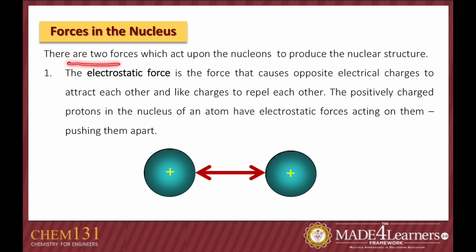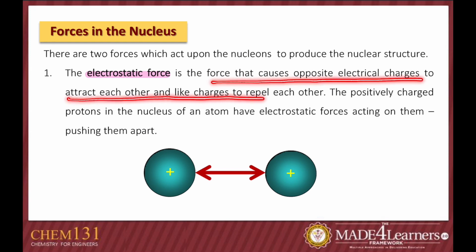Okay, so there are two forces which act upon the nucleons to produce the nuclear structure, to produce the nucleus of an atom. Okay, so first force is the electrostatic force. Electrostatic, this is the force that causes opposite electrical charges to attract each other and like charges to repel each other. So this is the force that attracts an electron and a proton.